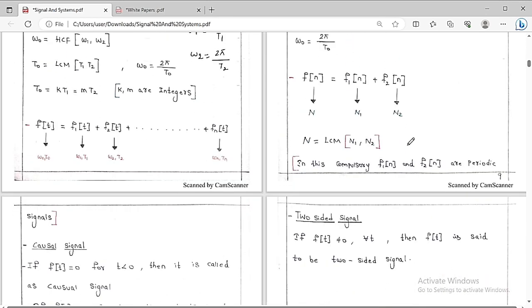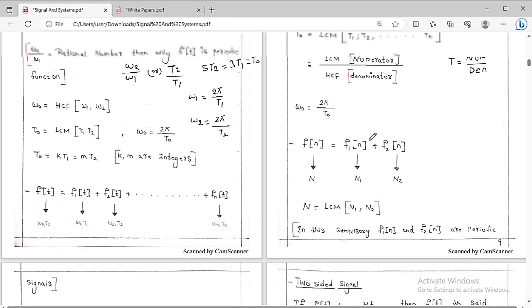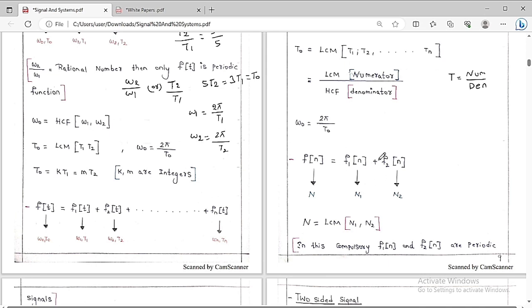So now let's go to the discrete time domain. For the discrete time domain, I am going to tell you what the nature is. Suppose f of n is equal to f1 of n plus f2 of n. So listen carefully. If f1 of n is a periodic signal and f2 of n is a periodic signal, their summation or subtraction is always going to give a periodic signal.